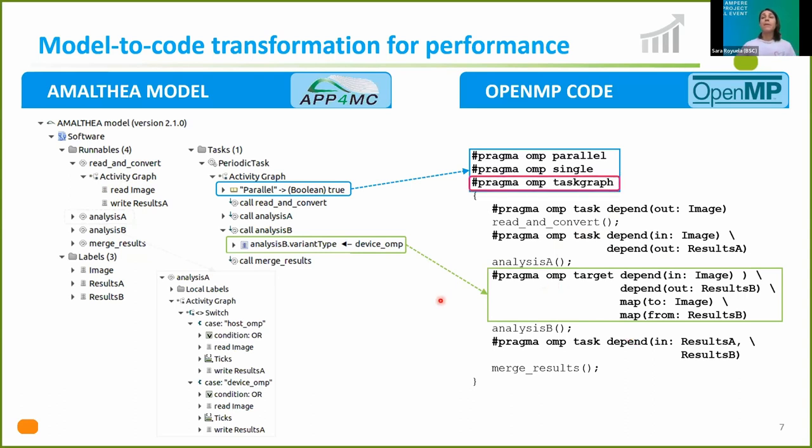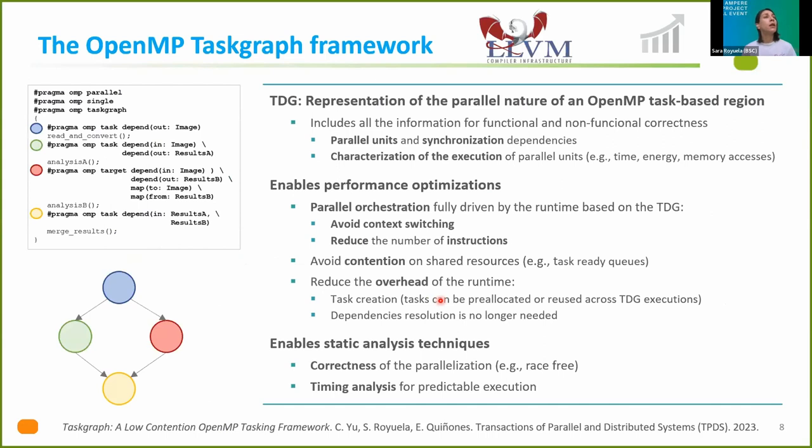And we have a specific directive, which is the taskgraph directive. This is not yet in the OpenMP specification. We have developed this directive and a complete framework to support it within the AMPERE project. What this directive is doing is just giving a hint to the compiler, so it knows that inside there is code that can exploit this task dependency graph representation, because all the computation inside is included within a task. So the complete user code can be replaced by this task dependency graph representation.